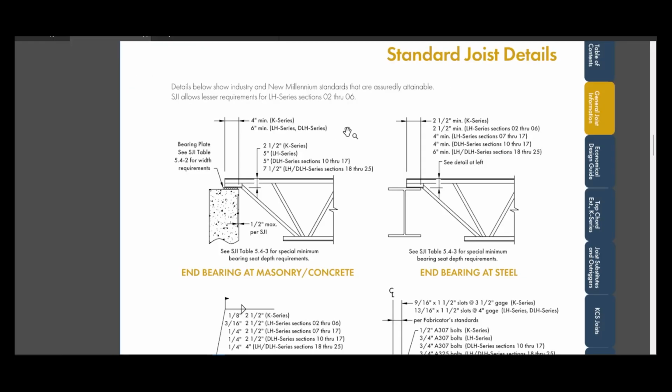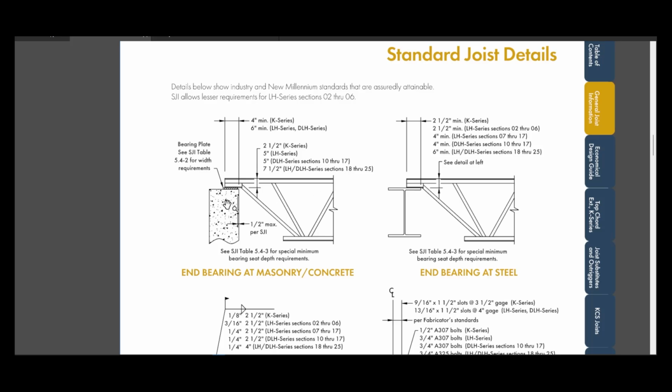Let's start with the joist connection. Let's take a look at the first two figures, showing the end bearing condition at masonry or concrete, and the other one is end bearing at steel. The first figure shows the bearing: 4-inch minimum for K series, 6-inch minimum for LH and DLH series, and the standard bearing seat depth of the joist is 2.5 for K series, 5 for LH series and 5-inch for DLH series, sections 10 through 17. These are the chord section numbers of the joist, and then 7.5 bearing seat depth is for LH and DLH series from section 18 through 25.